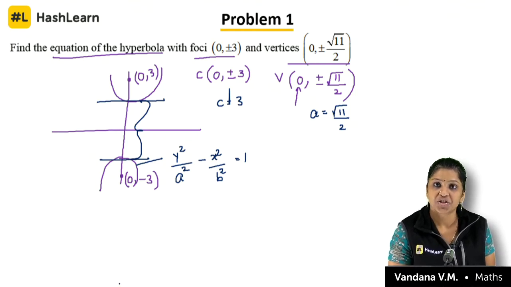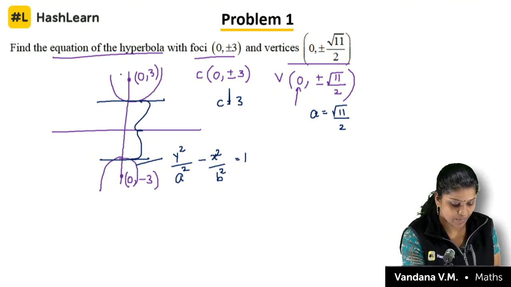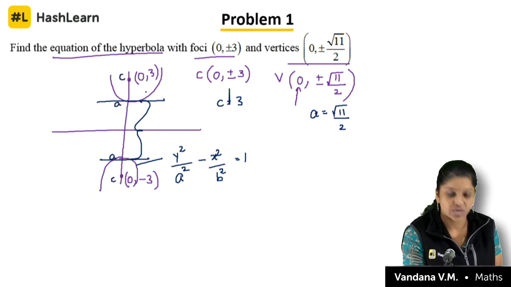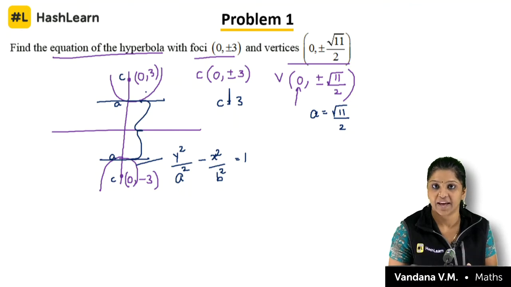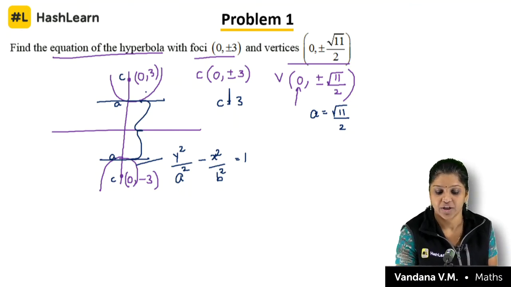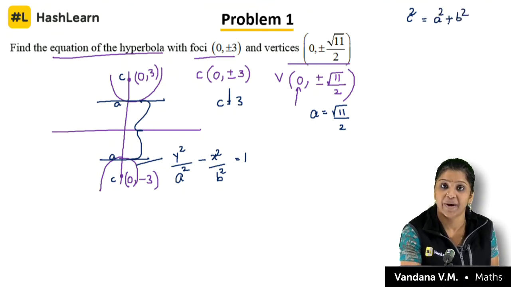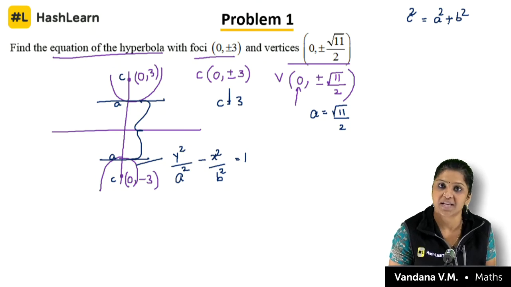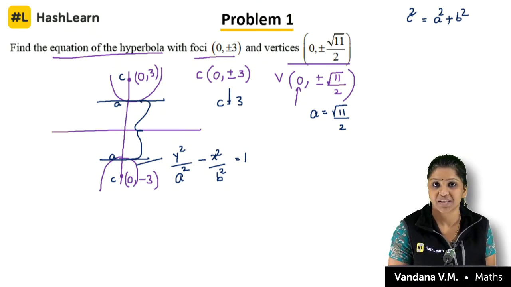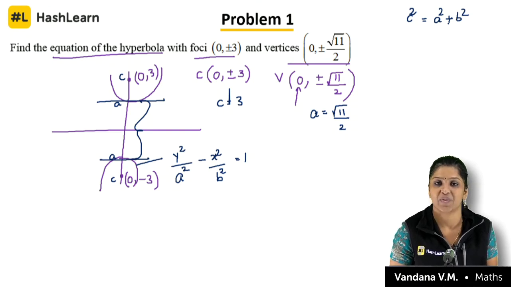And the relationship between... clearly you can make out this is c, this is a. So comparatively c is the longest side. So what will be the relation? c square is equal to a square plus b square. But in ellipse, a square is equal to b square plus c square is the relation. Don't get confused. With the diagram, you can easily make out what is the relation.